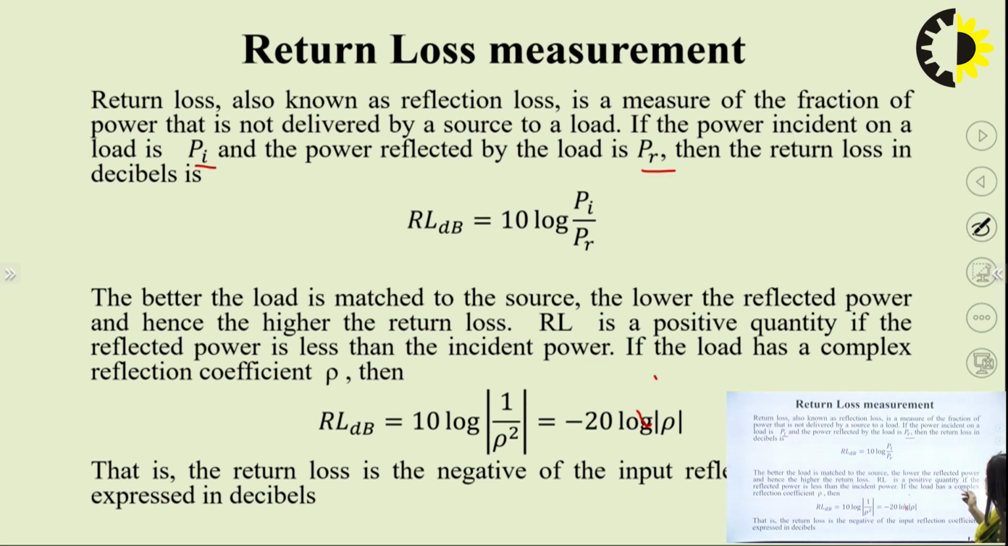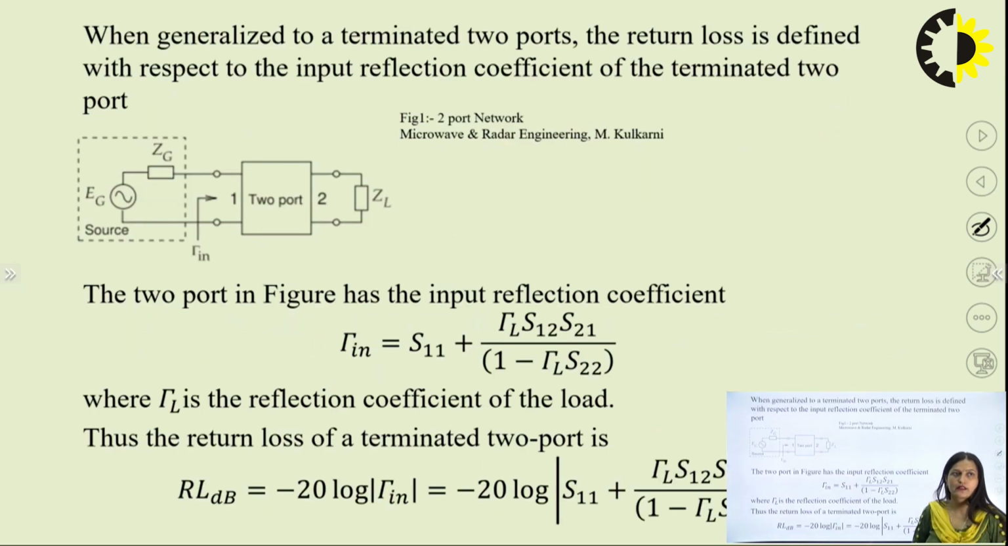If the load has a complex reflection coefficient rho, then your return loss will be 10 log 1 upon rho squared, or we can say 20 log rho. That is, the return loss is the negative of the input reflection coefficient expressed in decibels. So how can we use this negative in the decibel? We can use it like this.